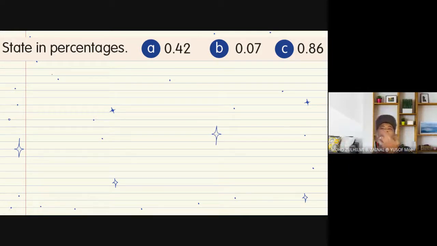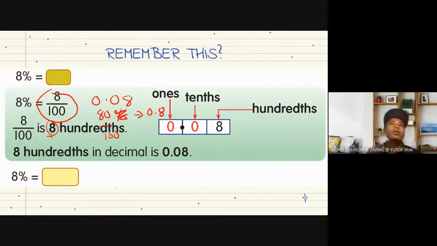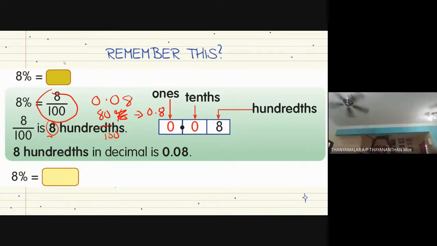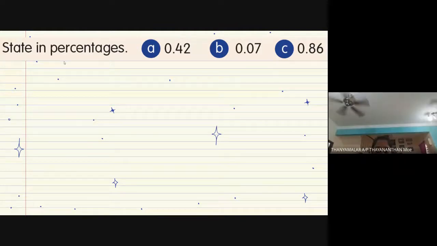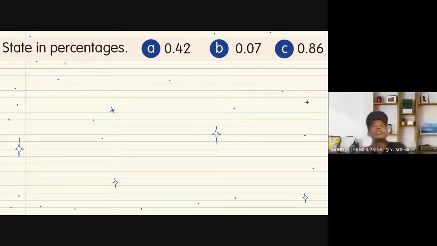Okay, this is some activity. Now, get your piece of paper. Let's try to do this. State in percentage, A, B, C. Only 3 questions. Just find any piece of paper. If you have a book, use it. If you don't have any, any single paper will do. Okay, do now. State in percentage. This is from decimals into percentage.